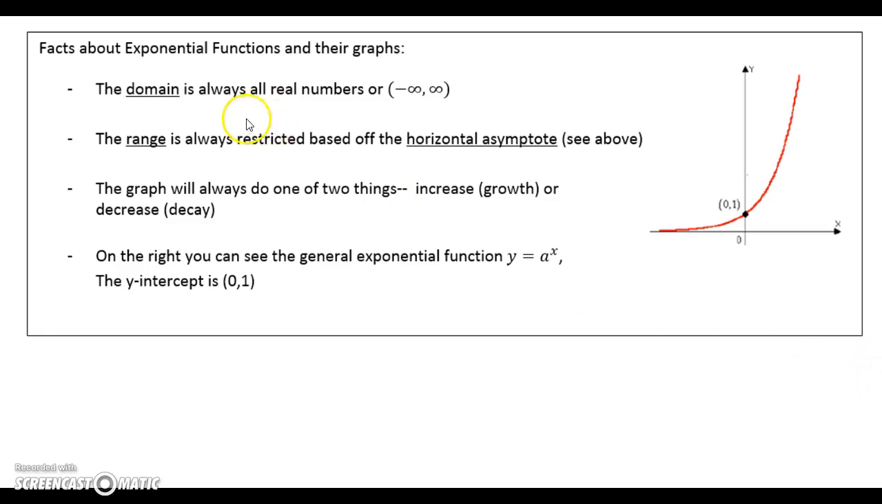So, some facts. The domain is always all real numbers. The range is restricted from the horizontal asymptote. The graph will always increase, like the picture here, or decrease. And on the right, you can see that the y-intercept is just at 0 when you have the regular form. If it's shifted up or down, the y-intercept will change.